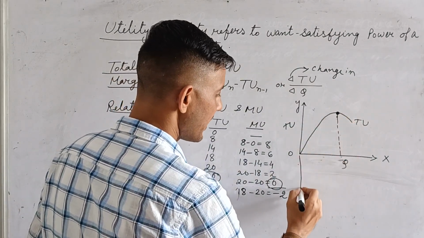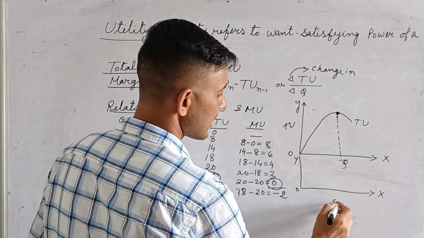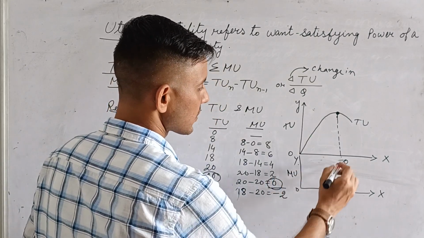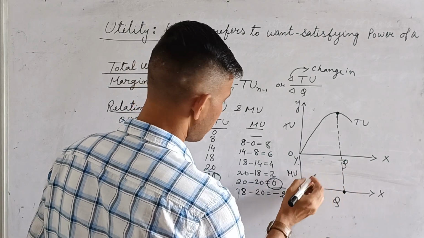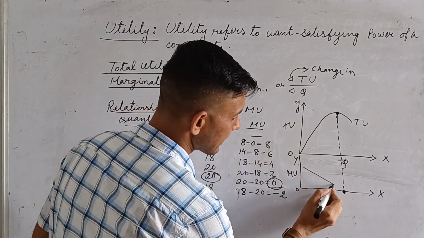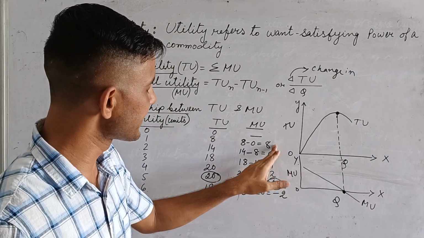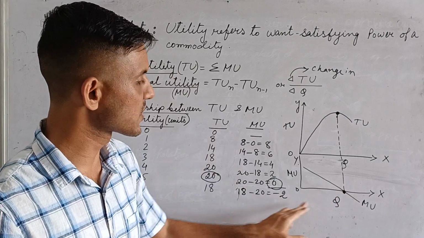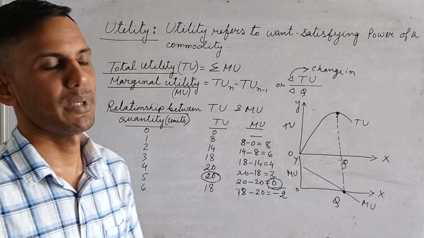Then again one diagram you can draw, X, O, Y. This one shows the quantity, this one is, suppose, MU. So now what you have to do, this one is 0. Then it means this marginal utility is decreasing. This one is the marginal utility. So marginal utility is decreasing, 8, 6, 4, 2, 0. This one is the 0. After 0, -2. So in the graph this part is the negative. So this one is the MU.